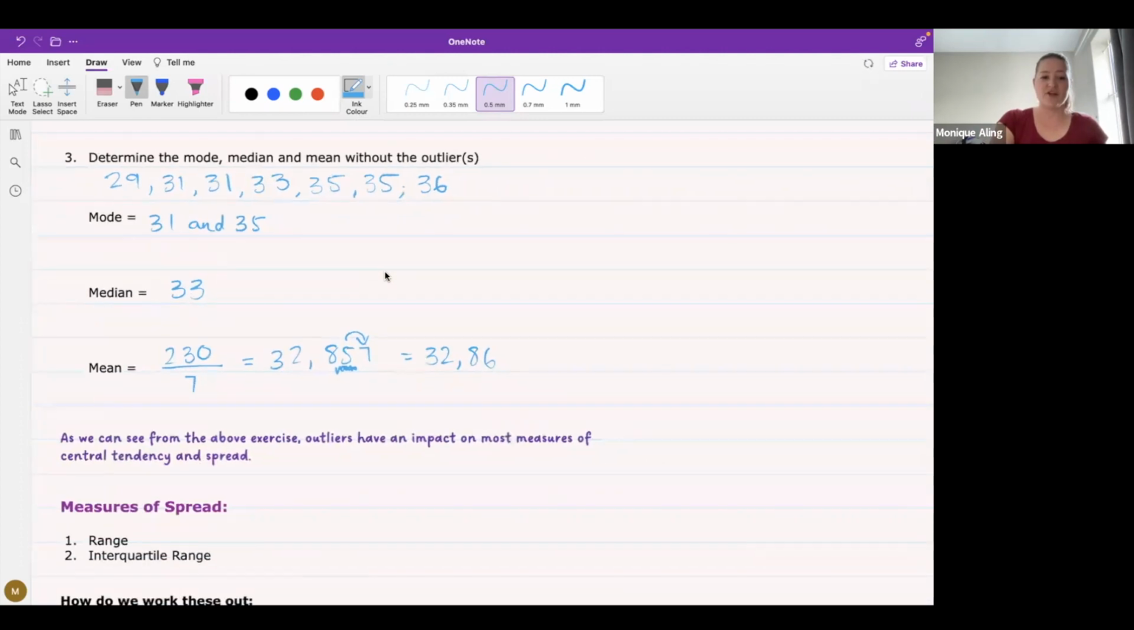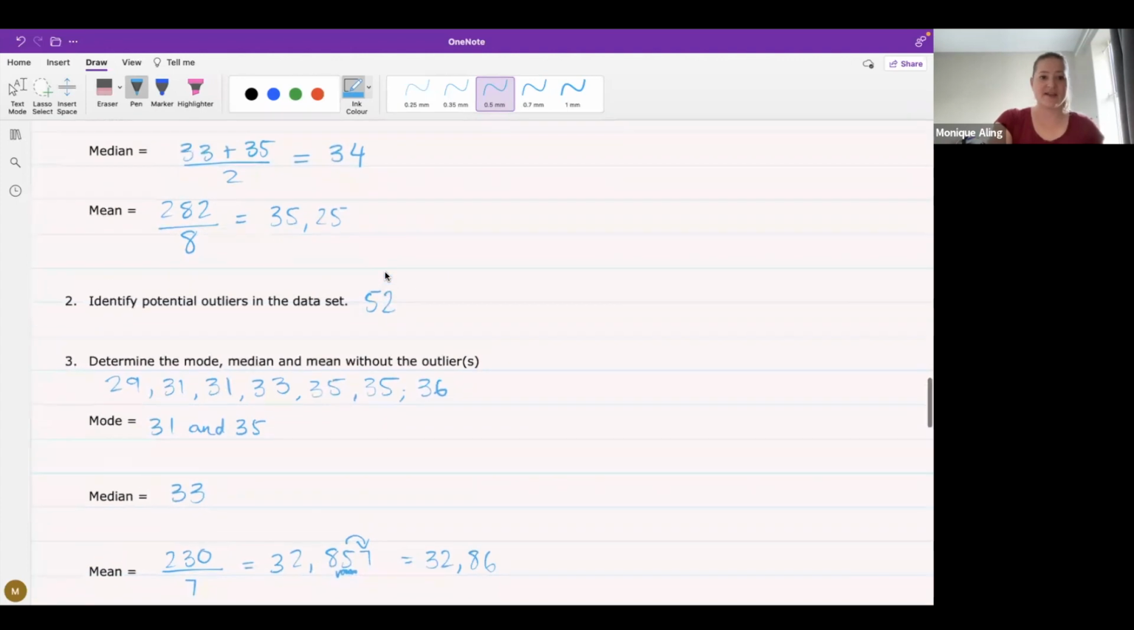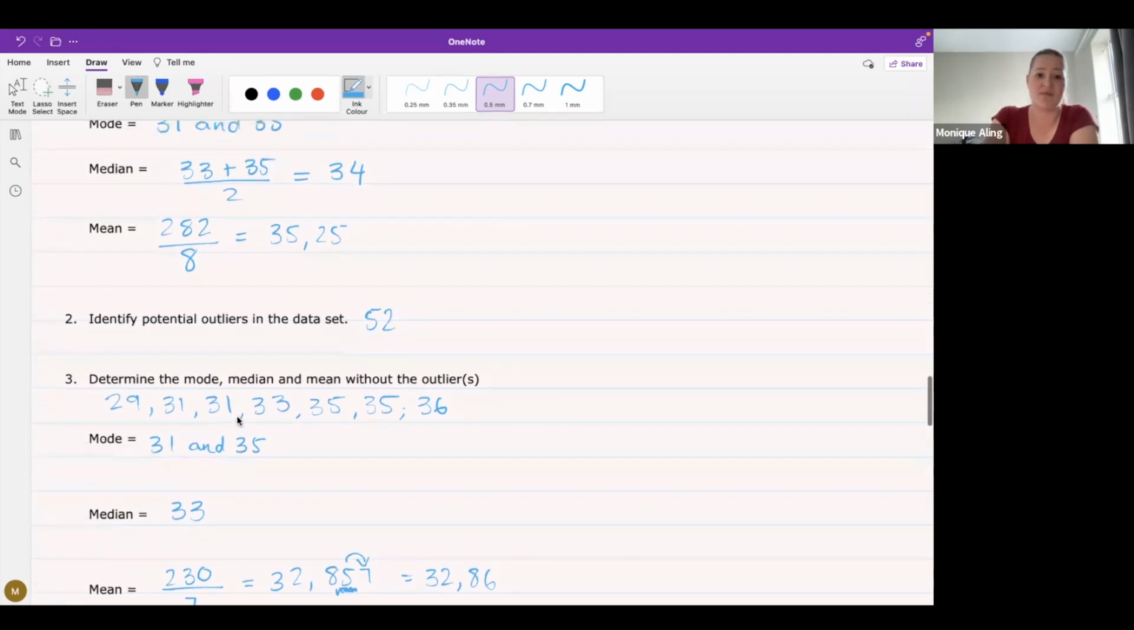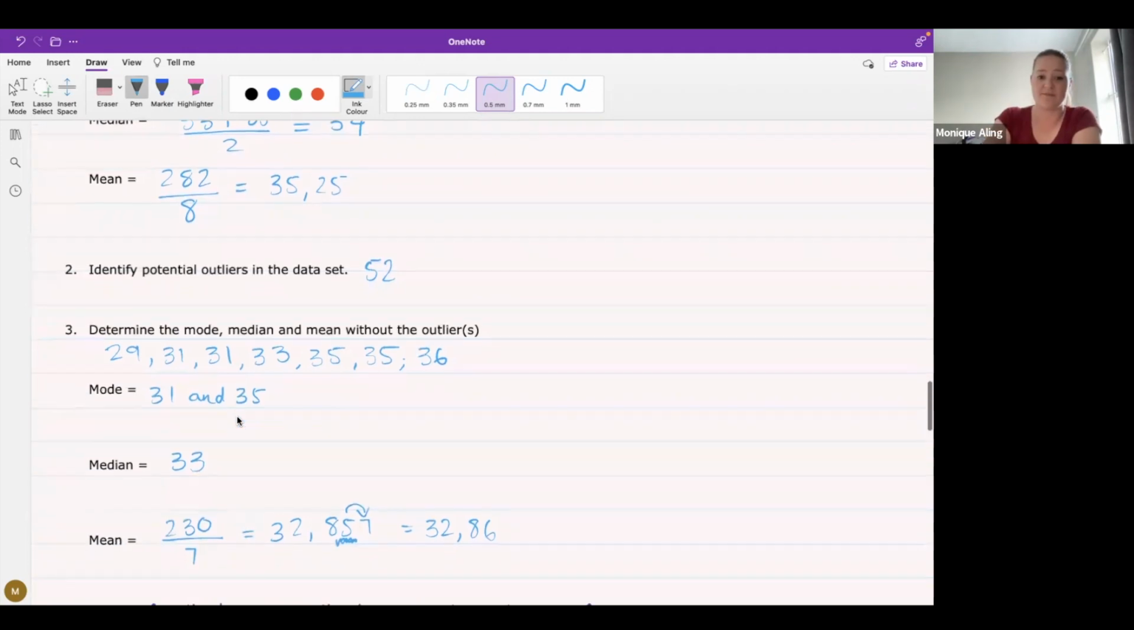So if you look at your previous answers, can you see how an outlier actually affects the mean, mode, and median? Okay, it didn't affect the mode in this instance, but sometimes it could. So an outlier definitely has an impact on our measures of central tendency. Same with range when we get to it. So you just need to be aware that an outlier does have an impact on our mean, mode, median. As you can see, we got different answers just by taking that one number out.